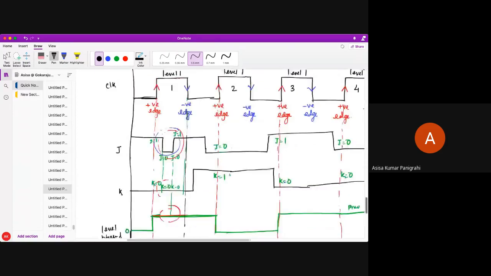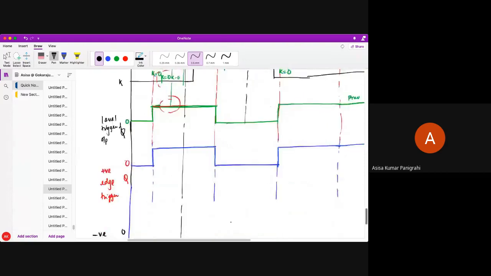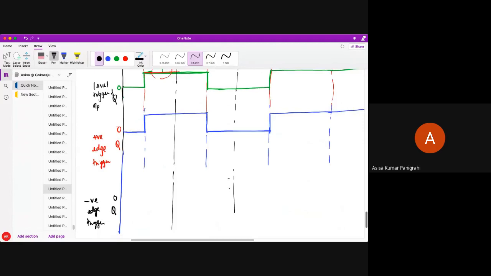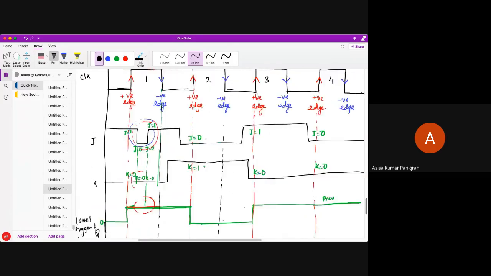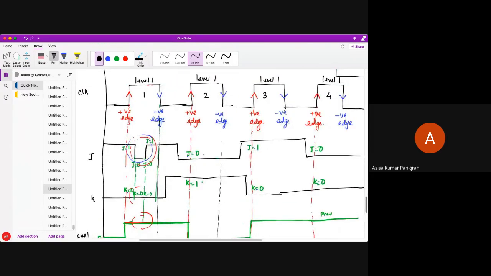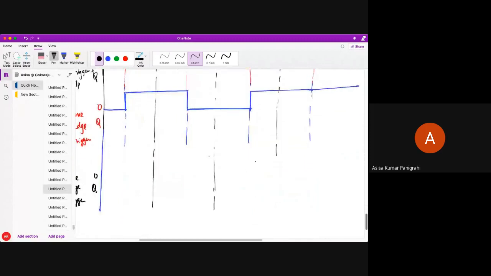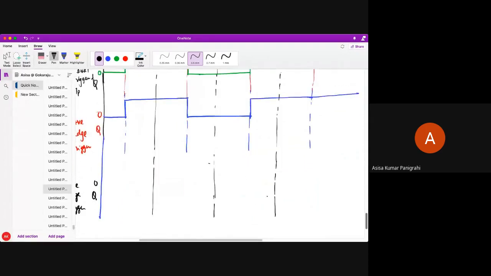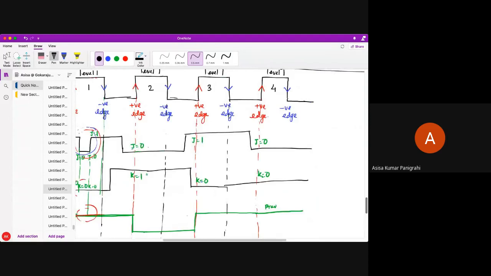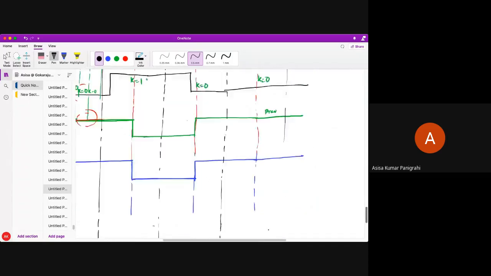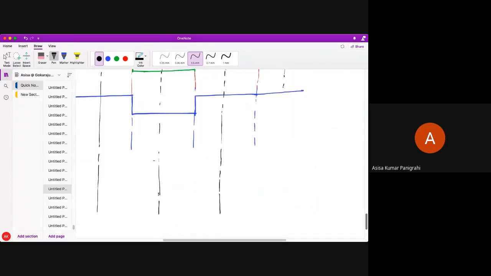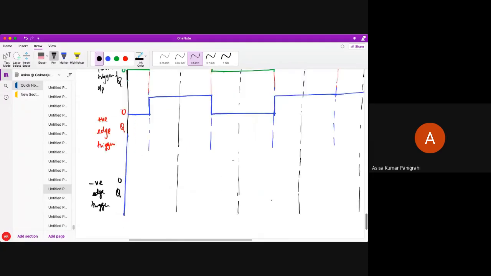Again, here there is a negative edge. I'm just taking the negative edges. Next, any other negative edge? Yes, here it is. So these are my negative edges. Next, any other negative edge? Yes, at the end we have a negative edge. Okay, do you all understand?